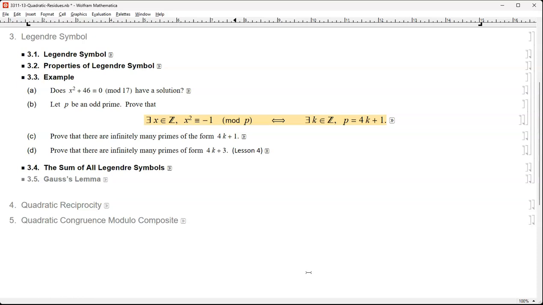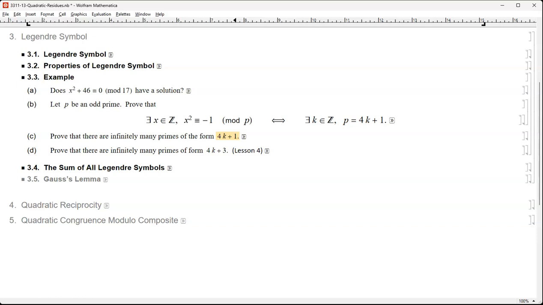Prove that there are infinitely many primes of the form 4k plus 1. Before starting this, do you remember this problem? The infinitely many primes of the form 4k plus 3. We did it in lesson 4. And then we're going to come back and complete this. By the way, how about 4k plus 2? No, there's only one. P is 2 and nothing more. That's the only even prime.